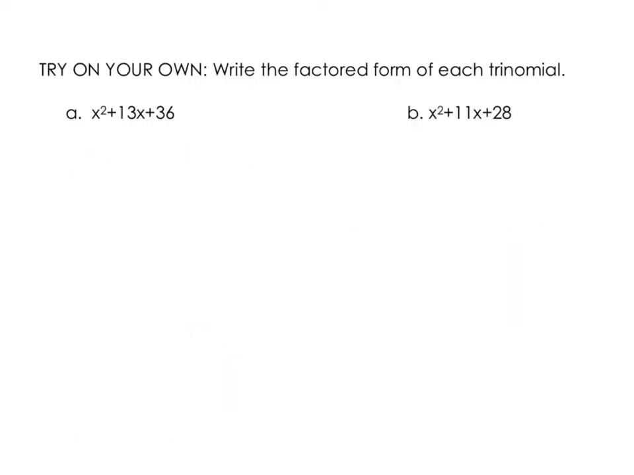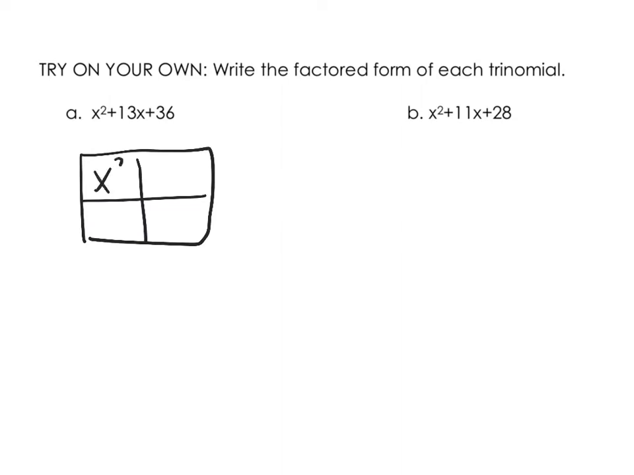Okay, now that you tried those, let's make sure you did okay. So I'm going to make my box, and I'm going to fill in everything that I know. So I know that we are going to have an x squared right there, and our constant was a positive 36. And those diagonals are going to add to be a positive 13x.